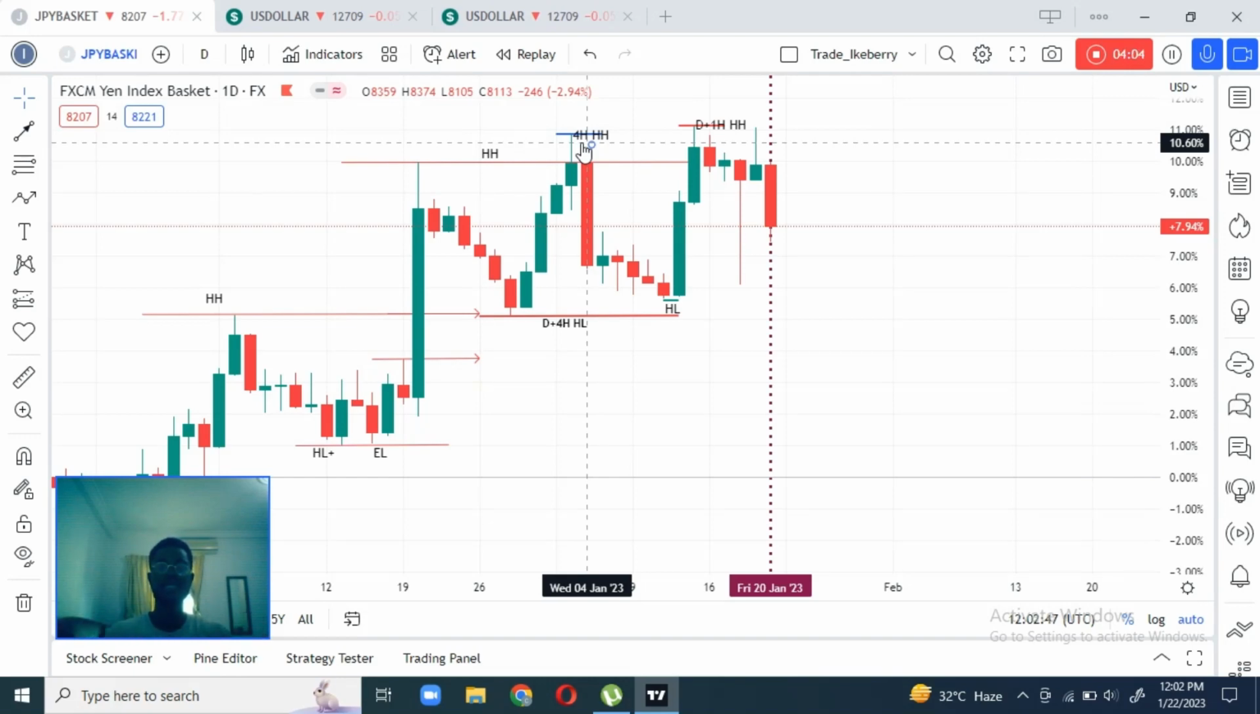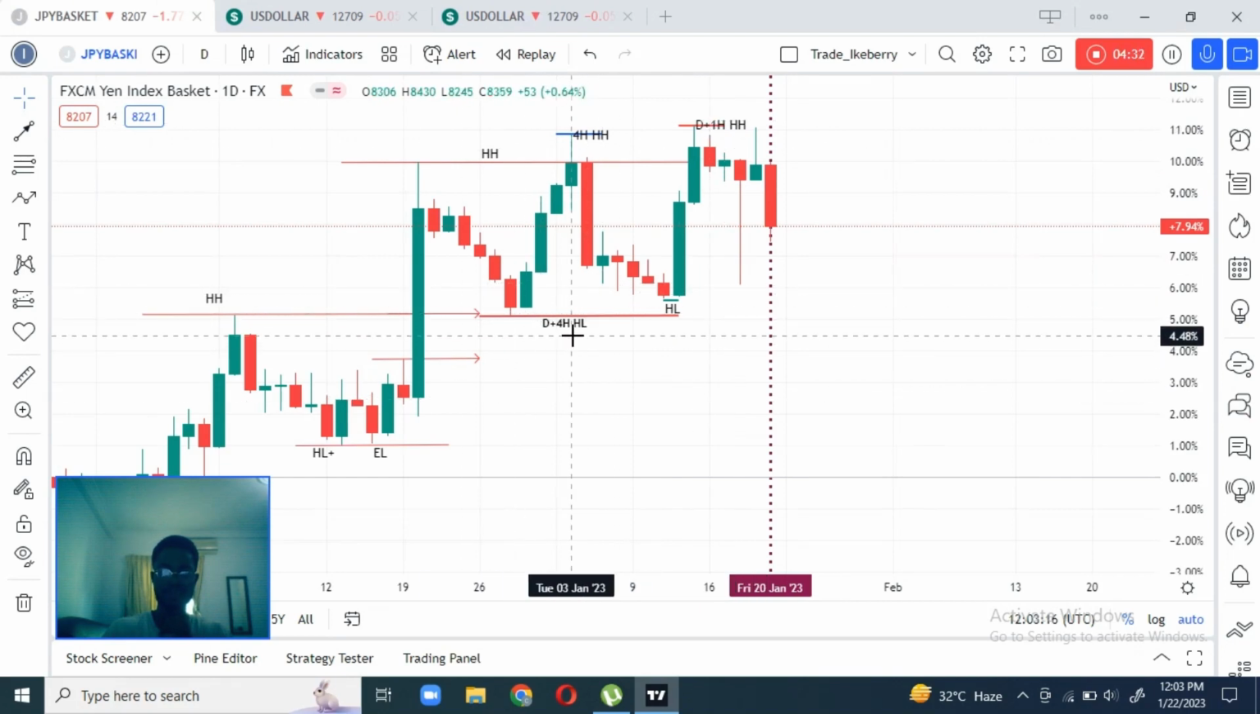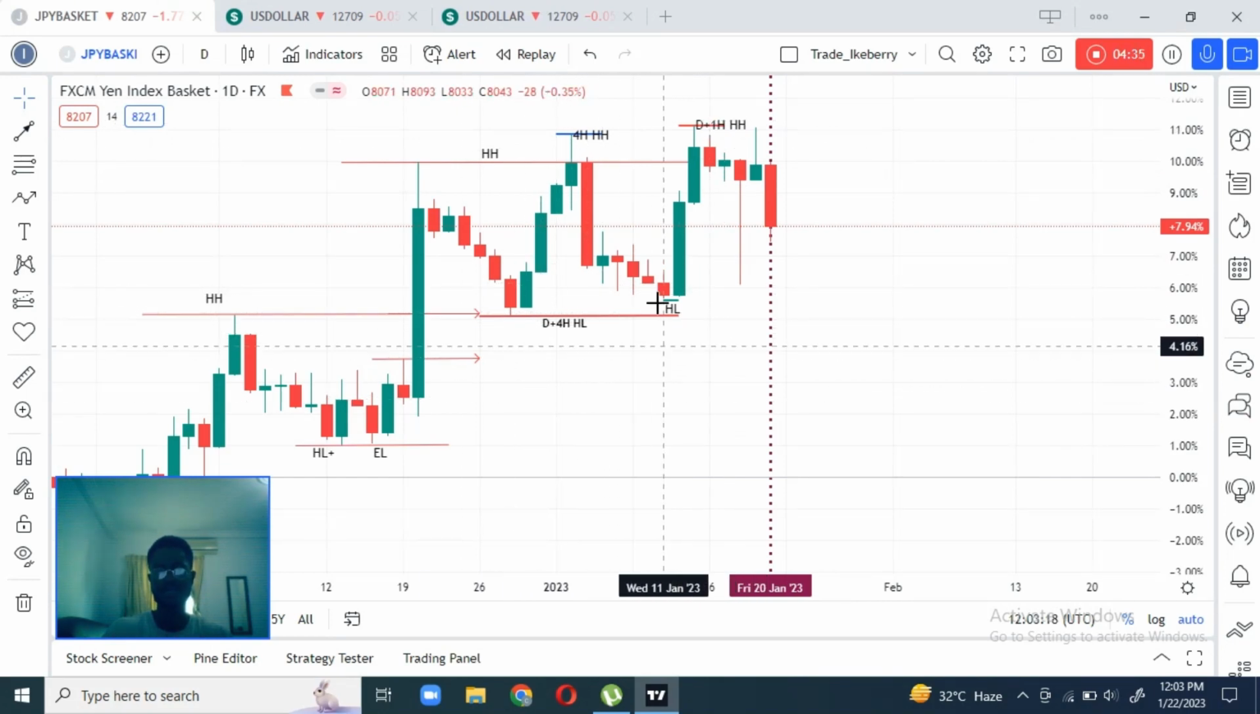So it means that most markets in the yen, like the AUD JPY, the CAD JPY, the USD JPY, most of them will be bearish. Unlike the USD, the Euro USD and the other markets will be bullish because the USD index is bearish. So right into it here in the yen, we have this to be our higher high and then this to be our higher low.